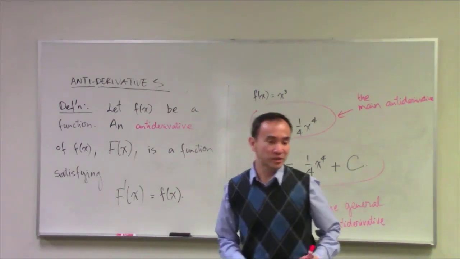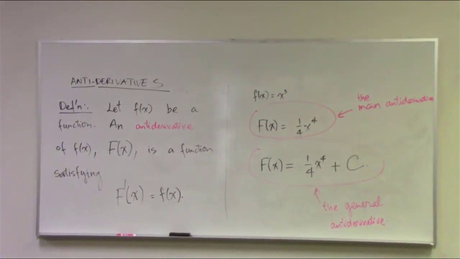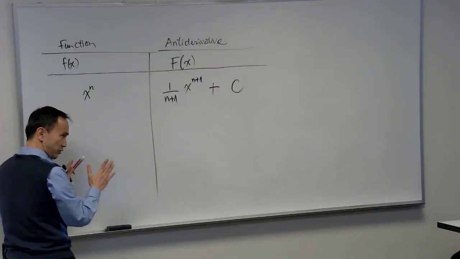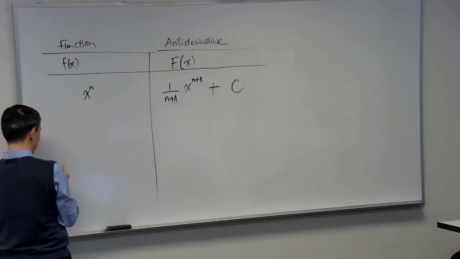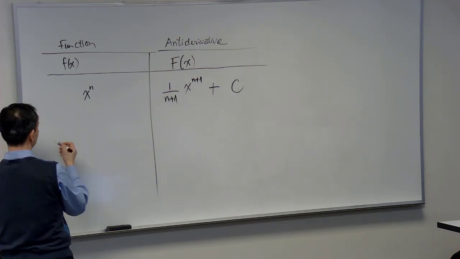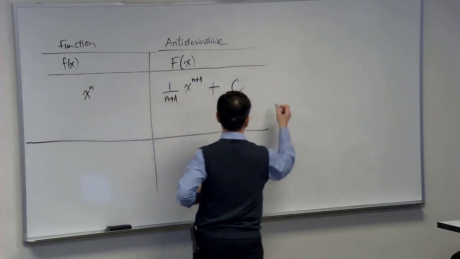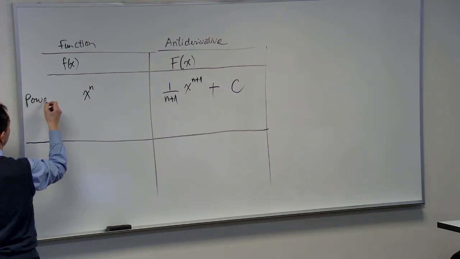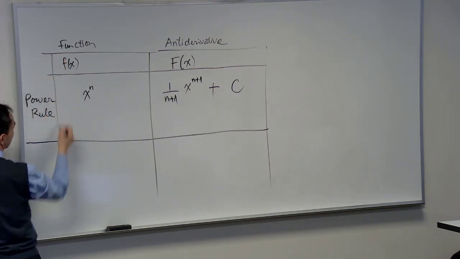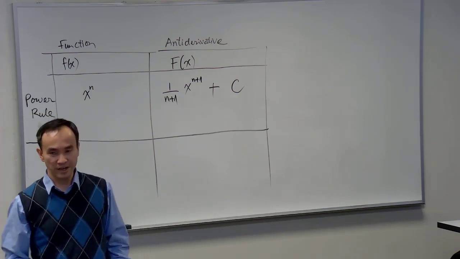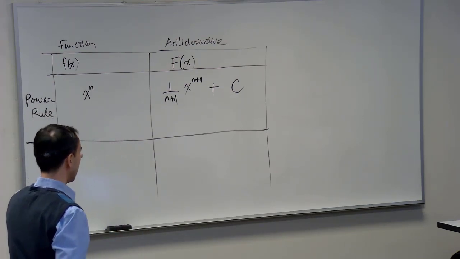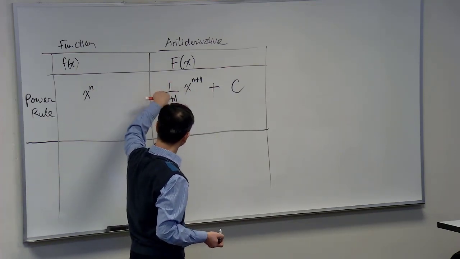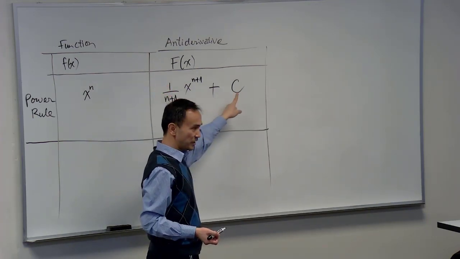So back to this table right here. This is the famous rule, and you already learned one rule. There will be more special rules, but this specific rule is referred to as the power rule. When we're taking an antiderivative and your function is a power function, you simply raise the power by 1, and then multiply by the coefficient 1 over n plus 1. But don't forget to add c.